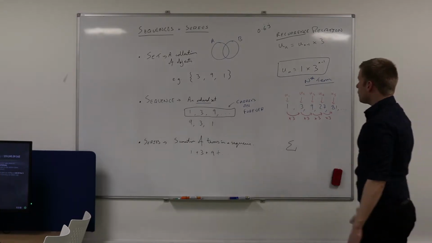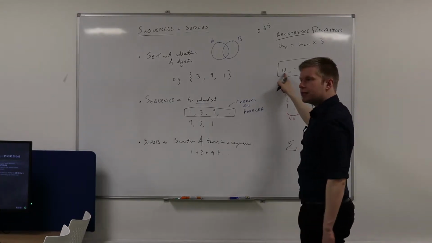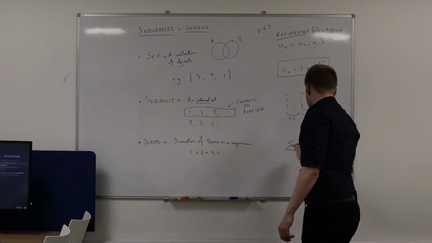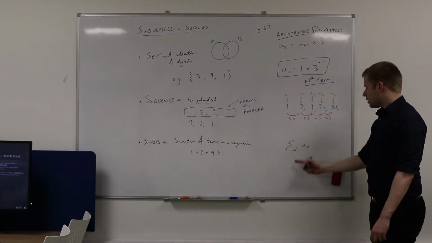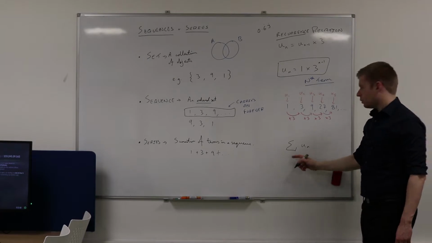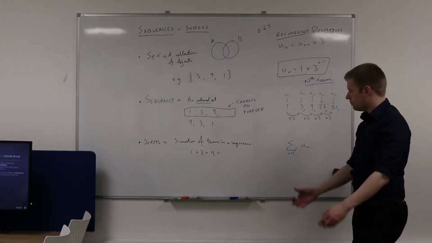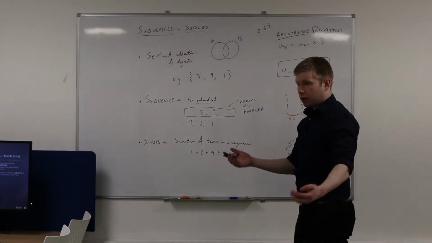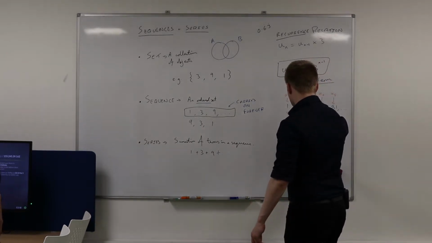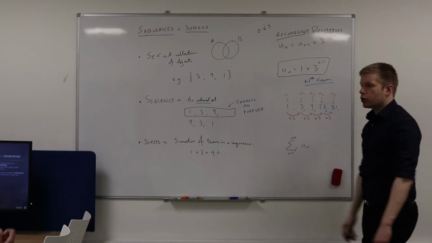And what I'm doing here is I'm taking every term in my sequence, and I need to start somewhere. Where I start, I write on the bottom. So let's go n equals 1, like start with my first term. And I can go up to whatever term I like. So let's say, for example, I wanted to add all the first 100 terms together.